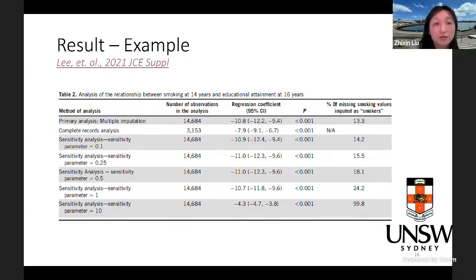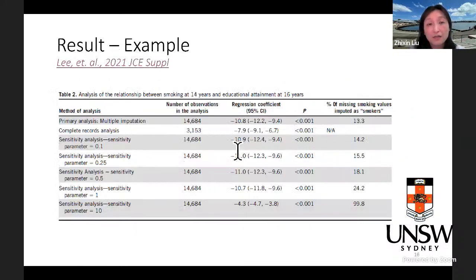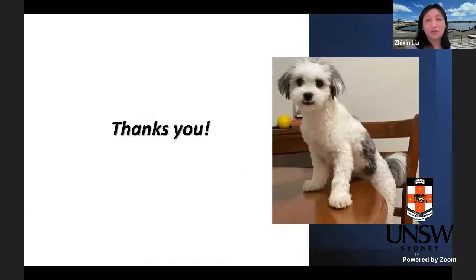They also conduct a series of sensitivity analyses with different assumptions or sensitivity parameters. They use the pattern mixture model, and then they specify the parameter here. Okay, so the first reference is the paper, the example table I presented here. And then there are also other very good resources talking about missing data. Okay, thank you. I'm a bit over time.